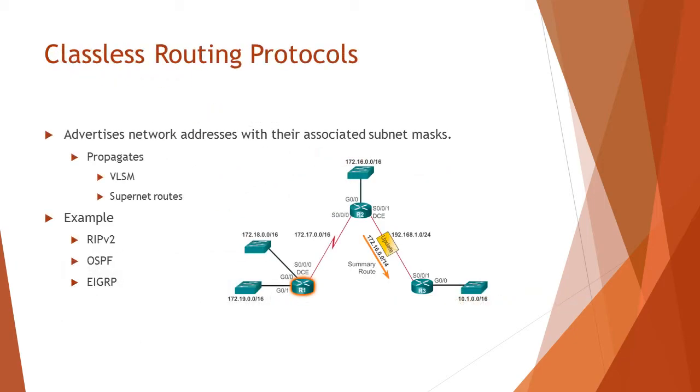Classless routing protocols. Classless routing protocols advertise network addresses with their associated subnet mask. Some examples of this kind of routing protocol are RIPv2, OSPF, and EIGRP.